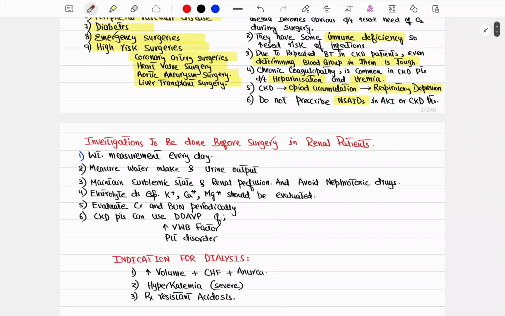Now, for the investigations to be done for renal patients before surgery, what should we consider? We should consider weight measurement every day. We should measure fluid intake, urine output and water intake. We should maintain the euvolemic state and renal perfusion, and avoid nephrotoxic drugs, for example NSAIDs.